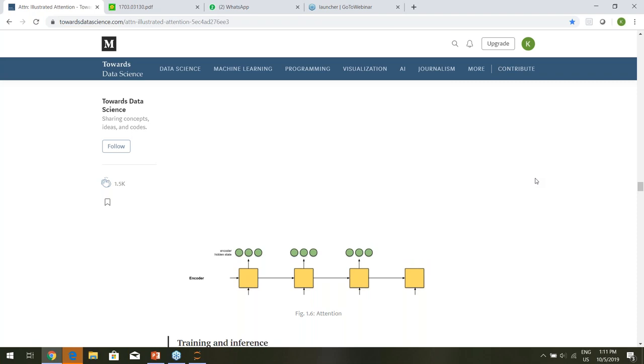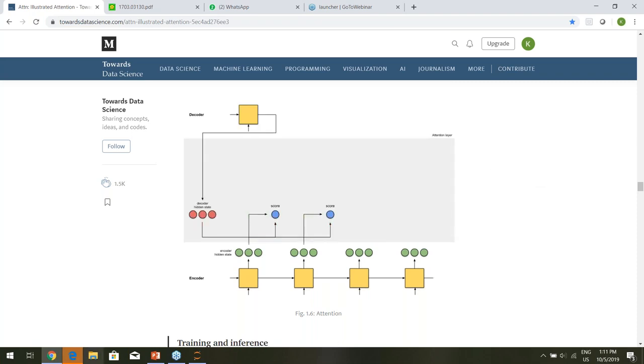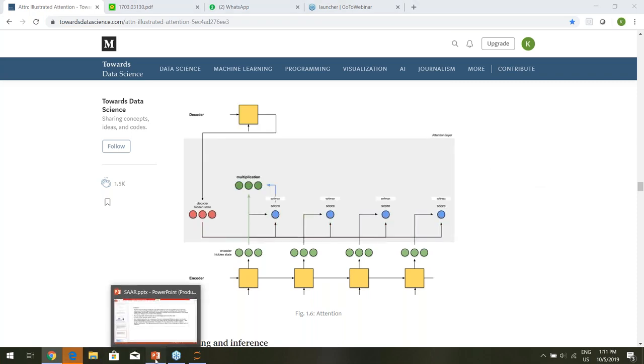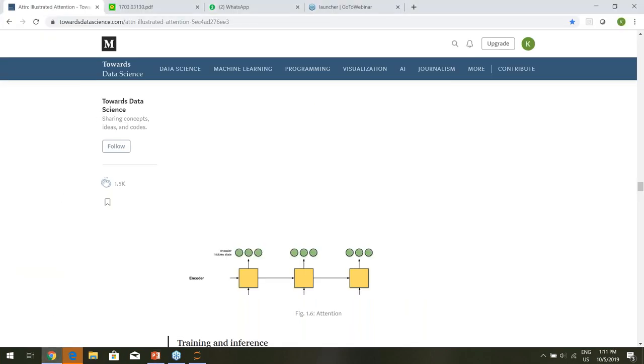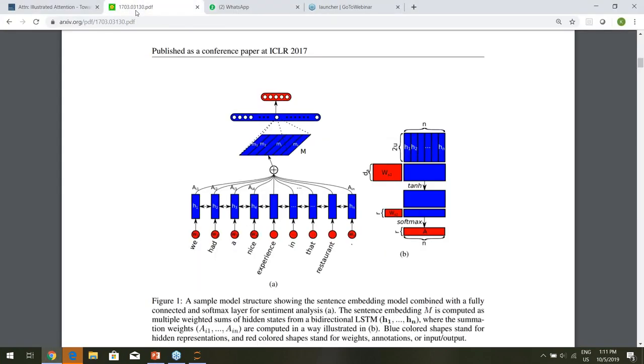Go back to your original diagram. I just looked at this paper. Basically, the output here is a sentence embedding. If you go to the original paper, what is happening here is the output of this model. In NLP, we create word embeddings. What we are trying to do here is create efficient sentence embeddings.